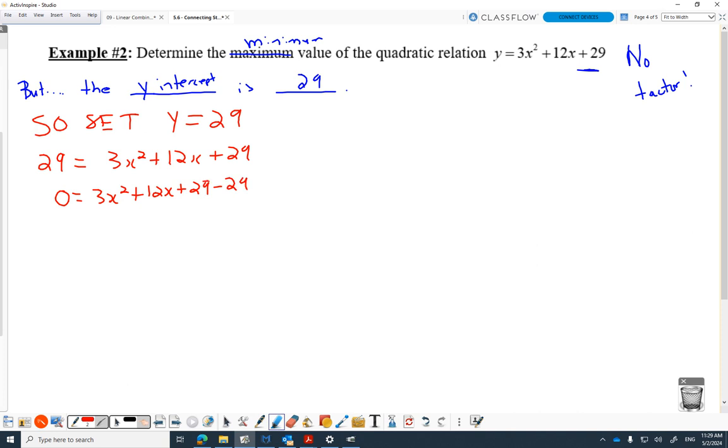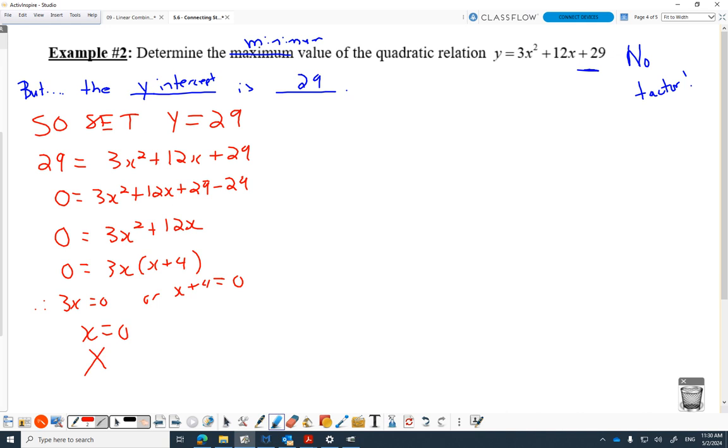What's positive 29 subtract 29? Zero. So I get 0 equals 3x squared plus 12x, which looks very difficult to factor, friends, but it is not. It's a common factor. So easy, it's hard. You've been doing so many tough factoring questions that when you get to a common factor one, you're upset. Then I'm ready. Therefore, 3x equals 0, or x plus 4 equals 0. x equals 0. No, duh, right? x equals 0. Yeah, I already had that. I don't care about that one. That's not what I was looking for. But, or x equals negative 4.